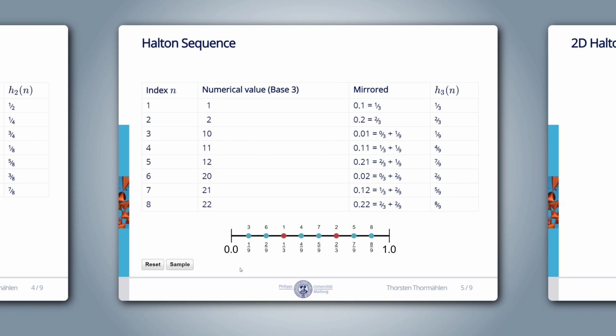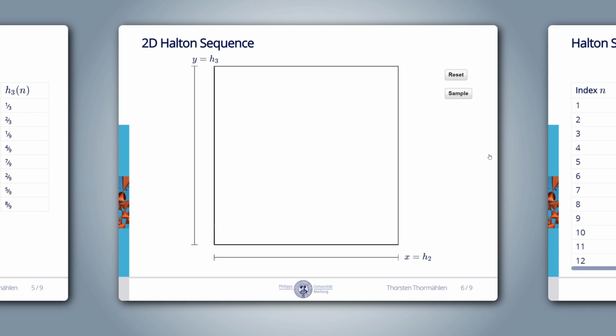Now, when we look at this result in one dimension, the advantage of the Halton sequence is not clear. Yes, we messed with the order somehow, but in the end, the selected sampling positions are exactly the same as for a regular grid. However, we get a different result when we look at multiple dimensions.